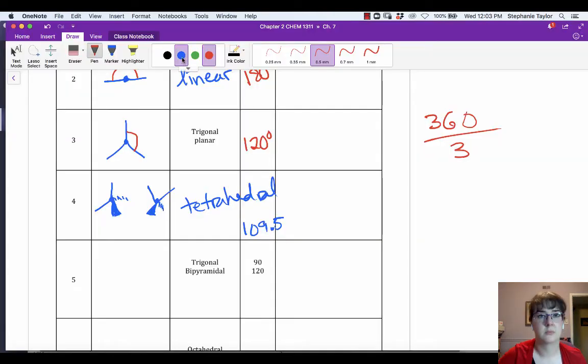So drawing that then, central atom, axial up, axial down, equatorial out, equatorial coming out at you, and equatorial going back behind the page. And again, we've got 2 different sets of bond angles.